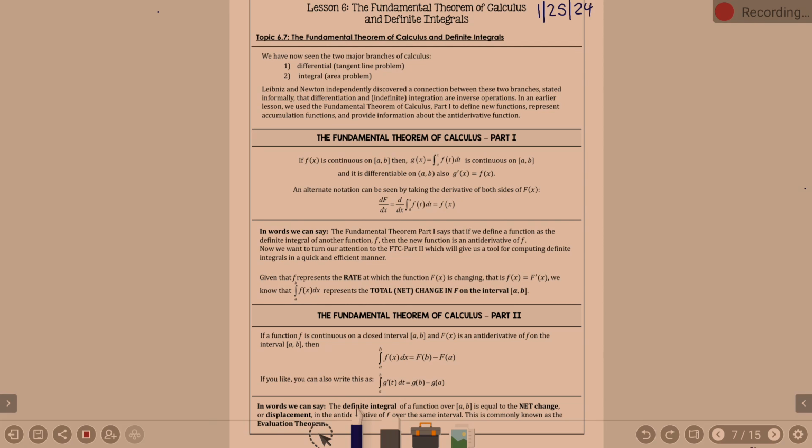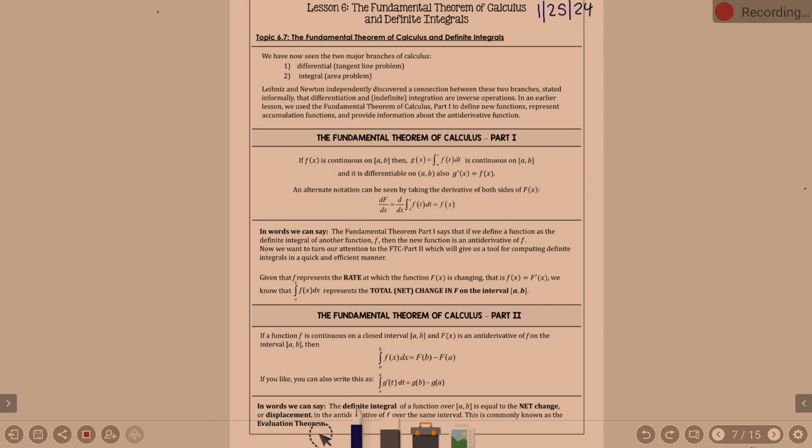Okay, so we've now seen 2 major branches of calculus. Differential, that's our derivatives, that's the slope of the tangent line. Been there, done that, like 3 or 4 units first semester. We're working on integrals, okay, area problems. Leibniz and Newton independently discovered a connection between these 2 branches, stated informally that differentiation and indefinite integration are inverse operations. So derivatives and integrals.